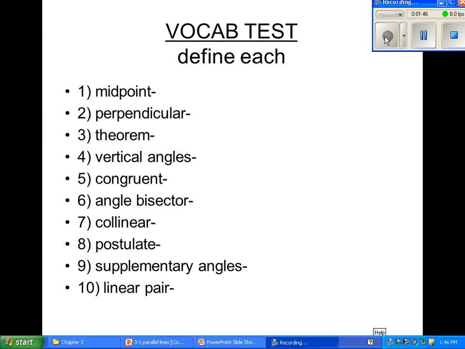Collinear. What's collinear? Two or more points that fall on the same line. Postulate we just did. Supplementary angles. Two angles, that's important, that add up to be 180.